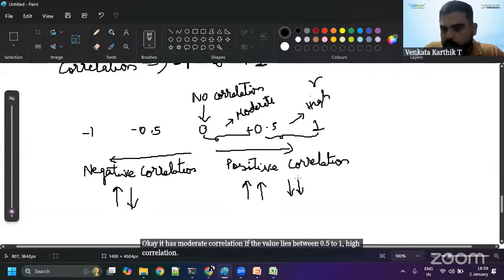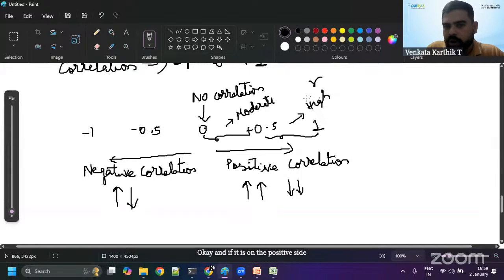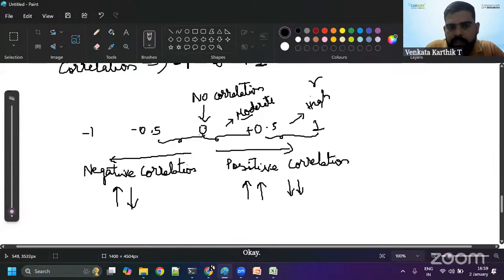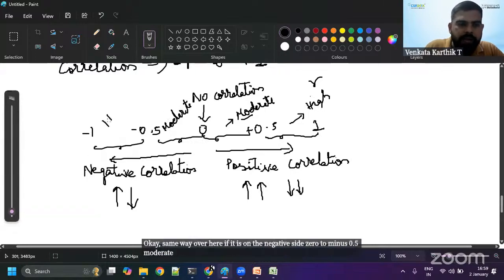Okay. And if it is on the positive side, you will say high positive correlation, or moderate positive correlation. Same way over here, if it is on the negative side, 0 to minus 0.5, moderate. And here it is high.